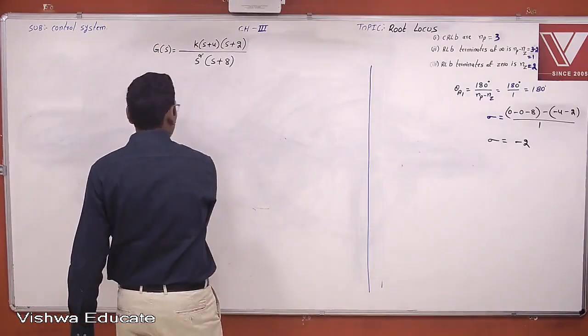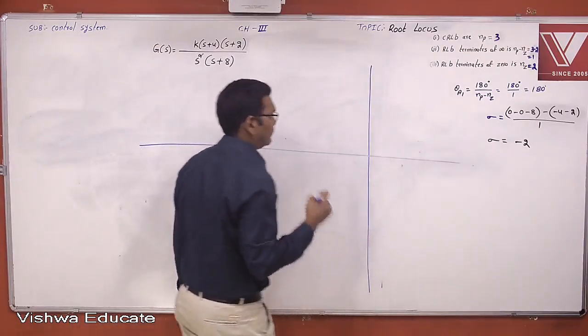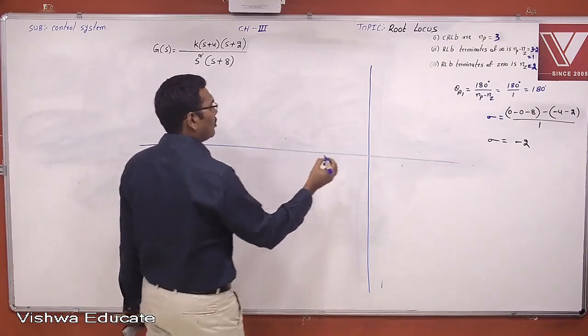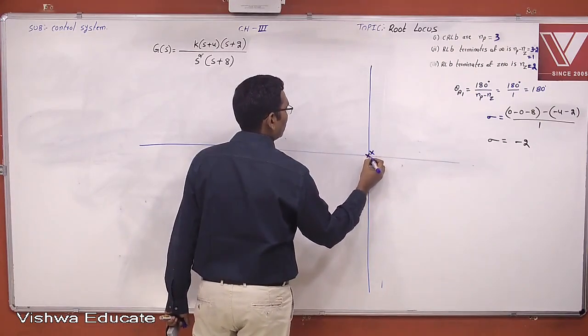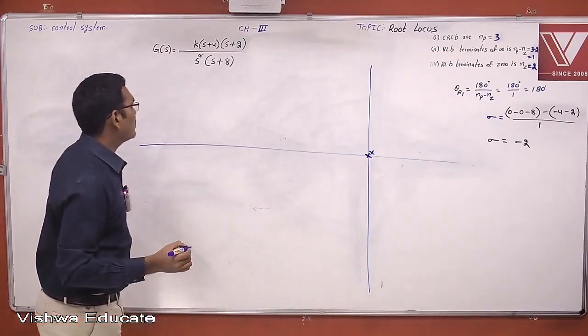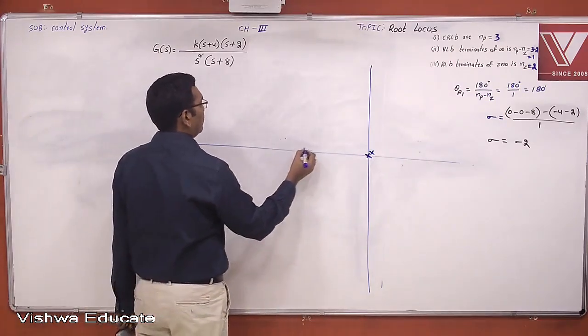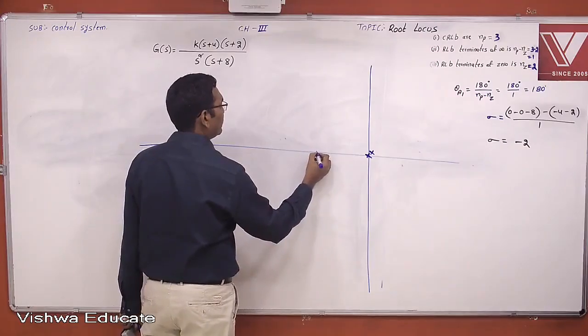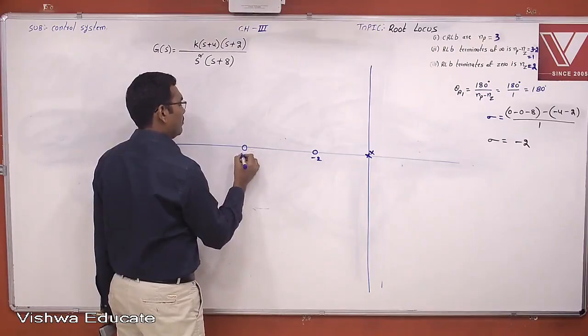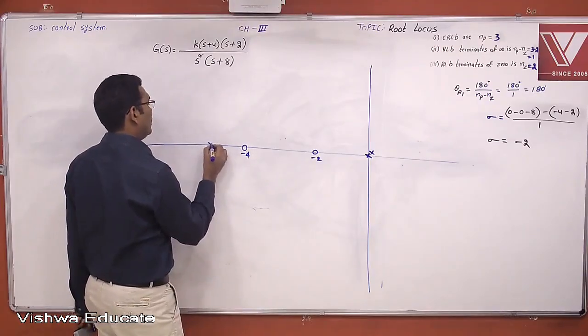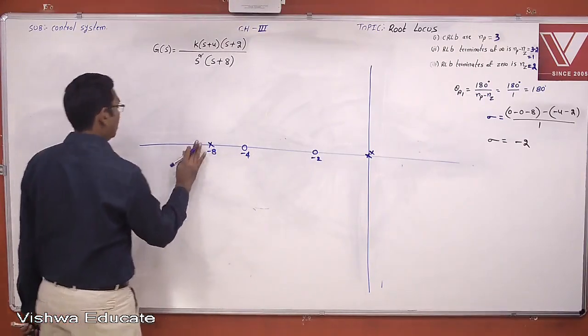Now locate the poles and zeros on the s plane first. There are two poles at the origin, and one zero is at minus 2 and another zero is at minus 4, and one pole is at minus 8.